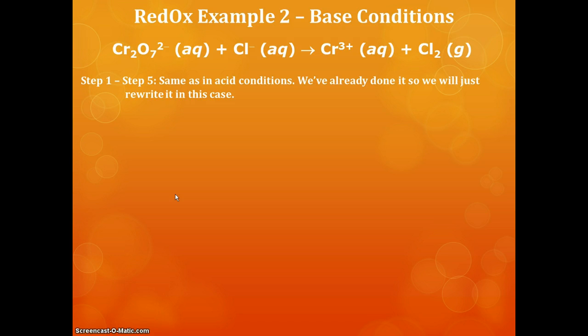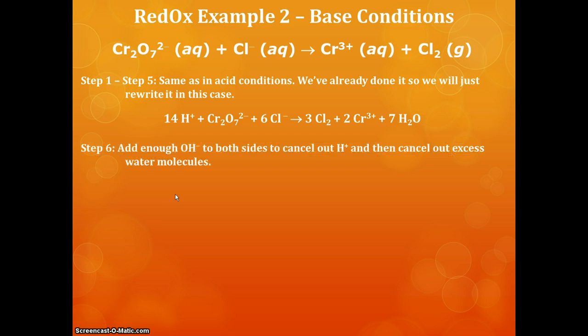Steps 1 through 5 are identical. All we're going to do is rewrite that since we've already done it on the previous slide. The change is that we're in base and there's no H plus around. So in order to take care of that, we just think logically, what would happen if I had H plus produced or used in the presence of a base? They would combine. So in order to take care of that, we'll add enough hydroxide to both sides to consume all of our H plus. And so on one side it will get converted to water, on the other side it will remain hydroxide, and then we'll cancel out the excess waters that happen as a result.